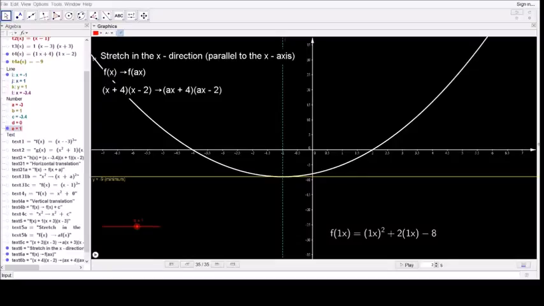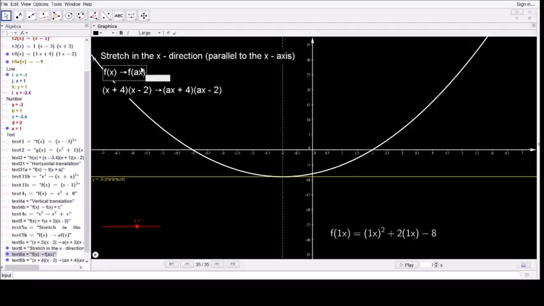The final transformation we'll look at is a stretch in the x direction, or parallel to the x-axis. It's also called a scaling in the x direction, or parallel to the x-axis, or a stretch along the x-axis. This is probably the most complicated and the most confusing type of transformation that we have to deal with. It's written as f of x maps onto f of ax.